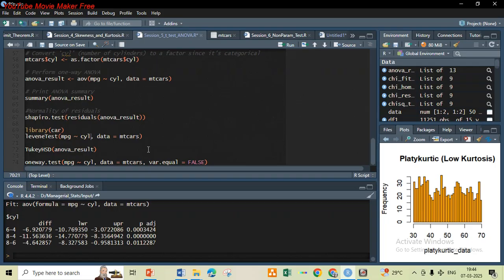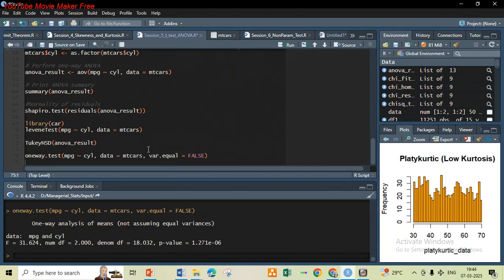Since this Levene test failed, we know that the variances of miles per gallon across cylinder groups are not equal, and hence technically it violates one of the assumptions of the ANOVA. So in order to make this test work, we use something called Welch's ANOVA, and our syntax for this is oneway.test. Here also we could see that the p-value is less than 0.05, which again points to the same fact: there is a statistically significant difference between the different cylinder groups in terms of their mileages. And that basically concludes our discussion on ANOVA.